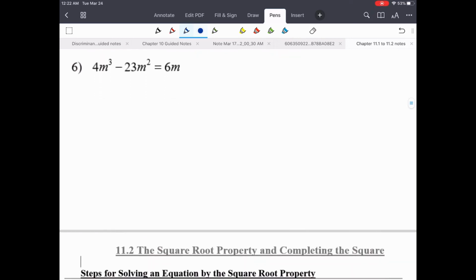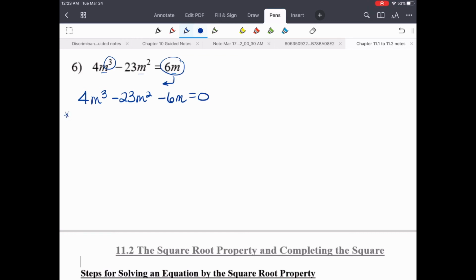All right, number 6 has a lot going on. You might notice that we have a degree of 3 here. Everything's got an m, so there's probably going to be a GCF that's going to factor out. And also, this side does not equal 0. So let's first move that over to the left-hand side of that polynomial. So we get 4m cubed minus 23m squared minus 6m equals 0.